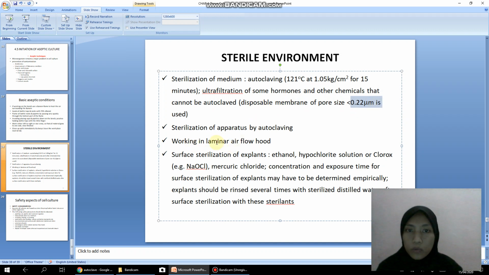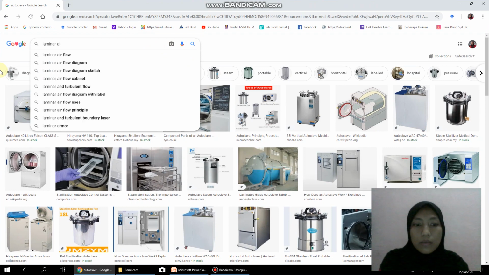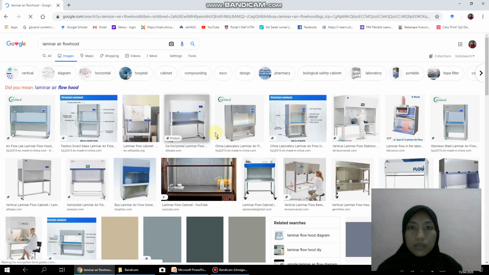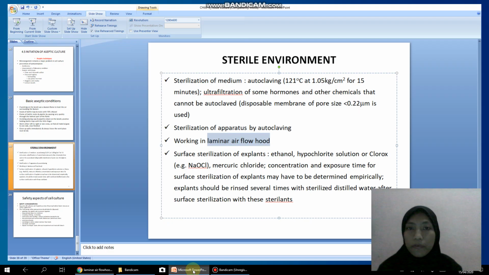And laminar airflow hood. Okay, I'm going to show you the laminar airflow hood. Basically you work inside this machine right here, and every time you work in this machine, the air will be blown out from this machine. So that's why it's called an airflow hood.